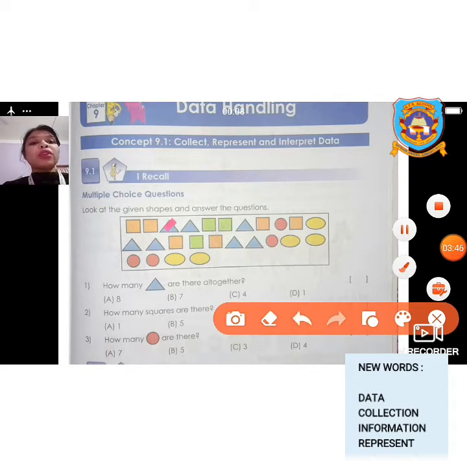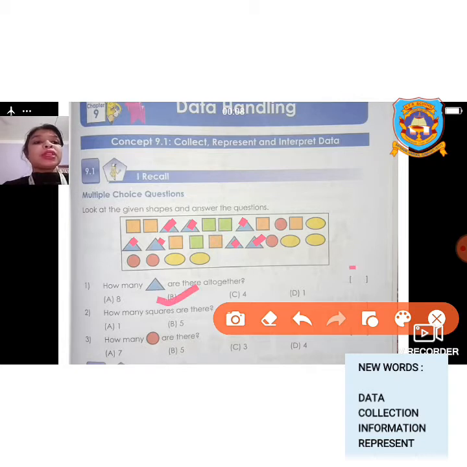If I count, it is 1, 2, 3, 4, 5, 6 and 7. So there are 7 triangles in the picture. If I look at the options carefully, A is 8, B is 7, C is 4 and D is 1. So it is option number B. Here in the bracket I will write B.